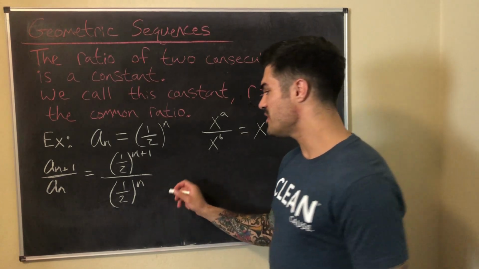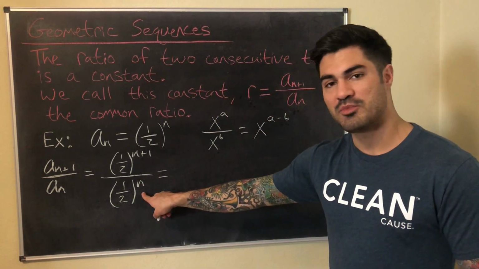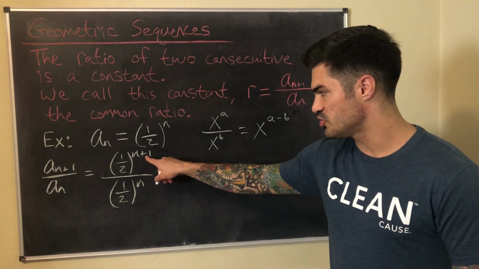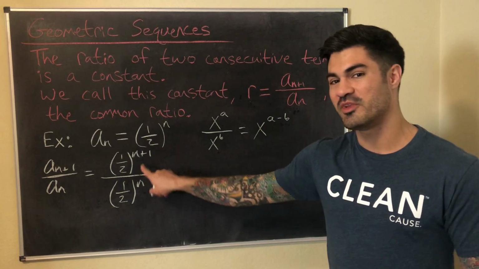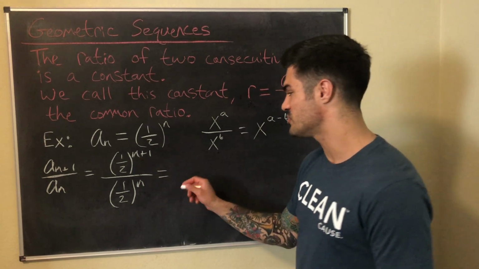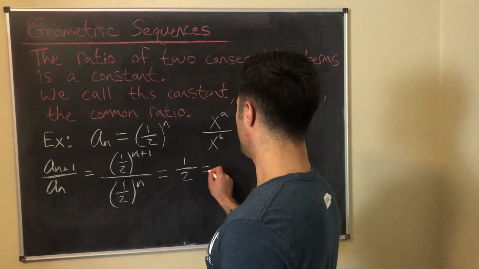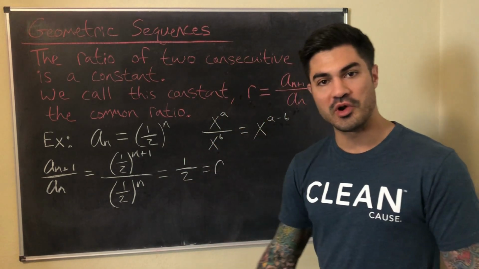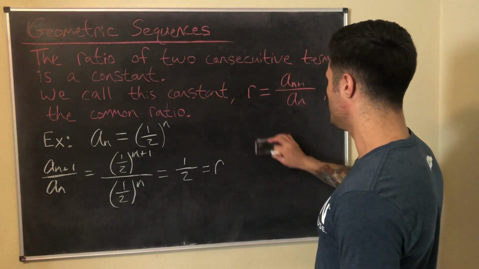So I can use those same exponent rules here, and what happens is when I do top exponent minus bottom exponent, I do n plus 1 minus n, and the n's cancel, and I'm just left with 1. I'm left with 1/2 to the first power, which is just 1/2. So we do get a constant, and that is our common ratio. All right, so this is a geometric sequence, even though we probably already knew it was.